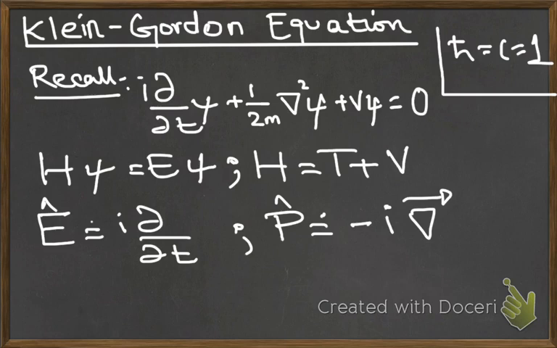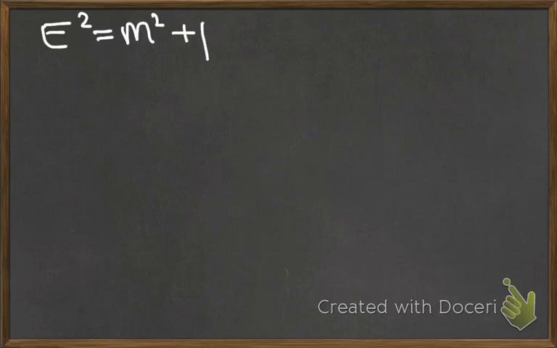Alright, now to move on and to derive the Klein Gordon wave equation, I will not be using my Schrödinger's wave equation, but instead I will be using my famous Einstein's energy momentum relation. That is, E squared, energy squared, is equal to m squared plus p squared. Again, note that I'm using natural units here, and that's why my c does not appear in the equation.